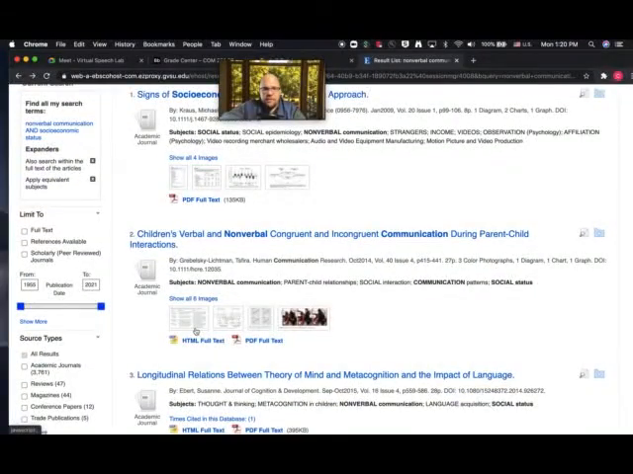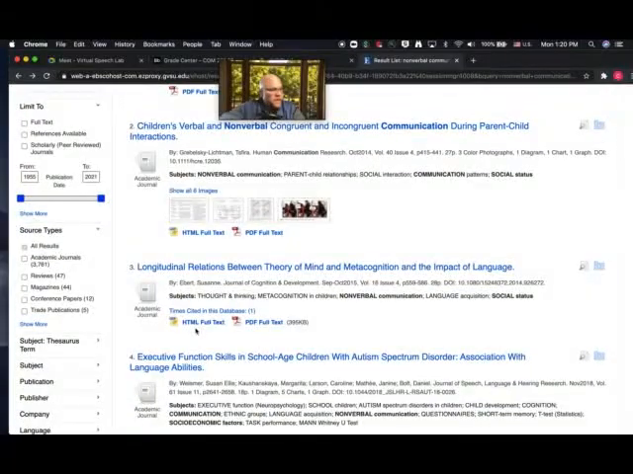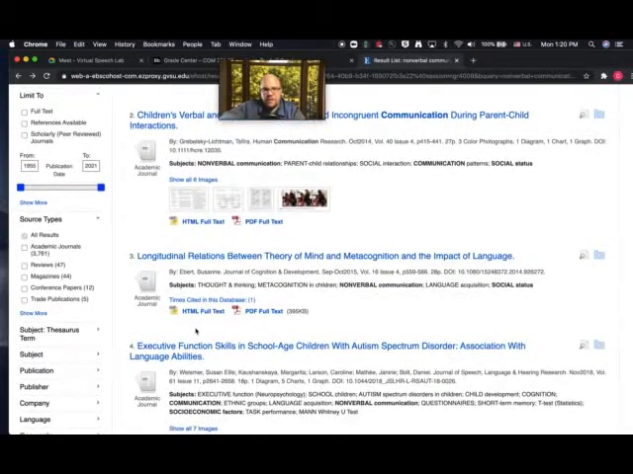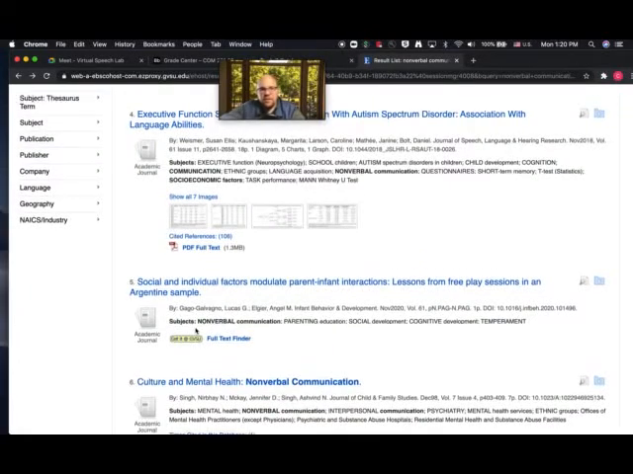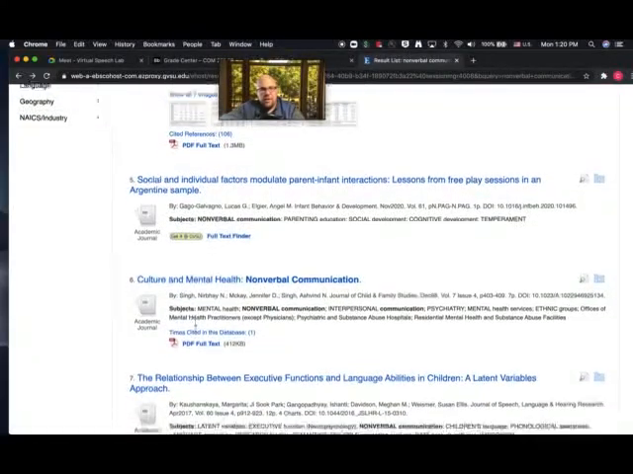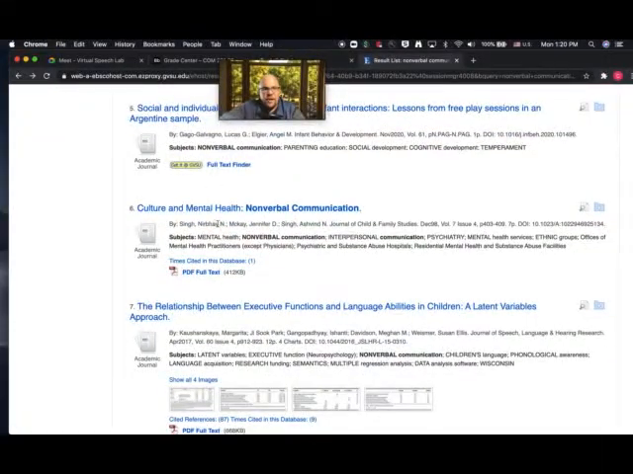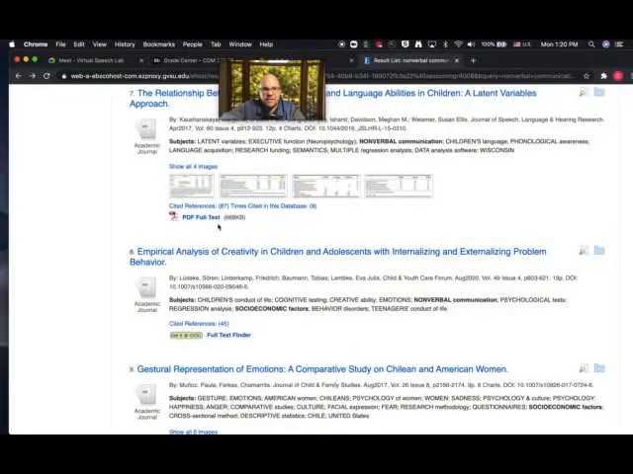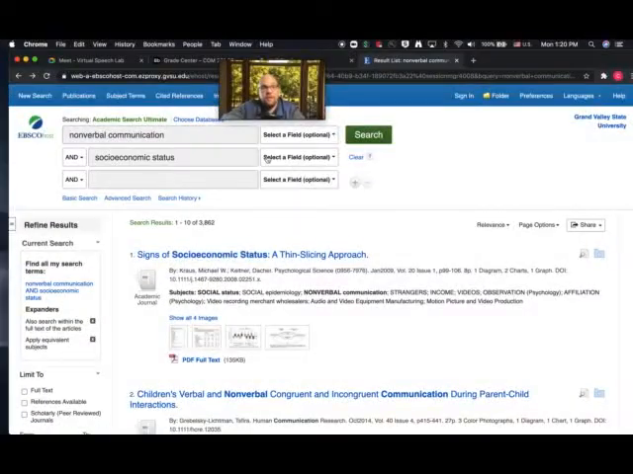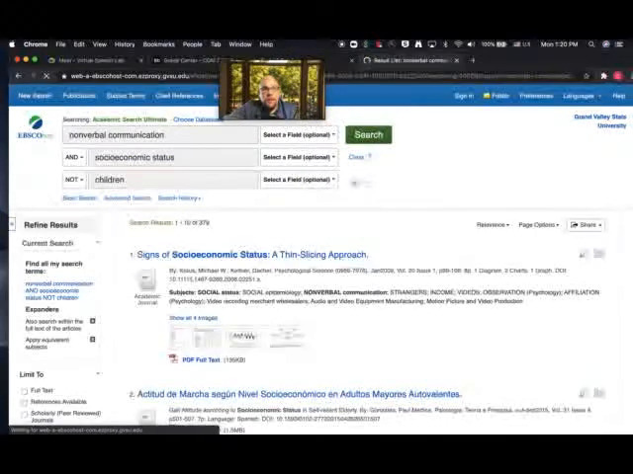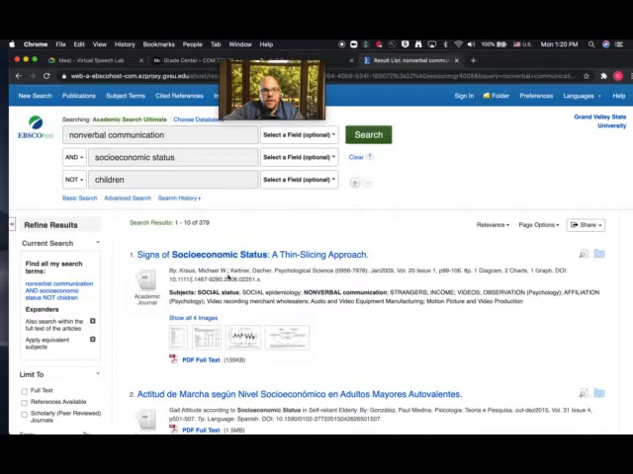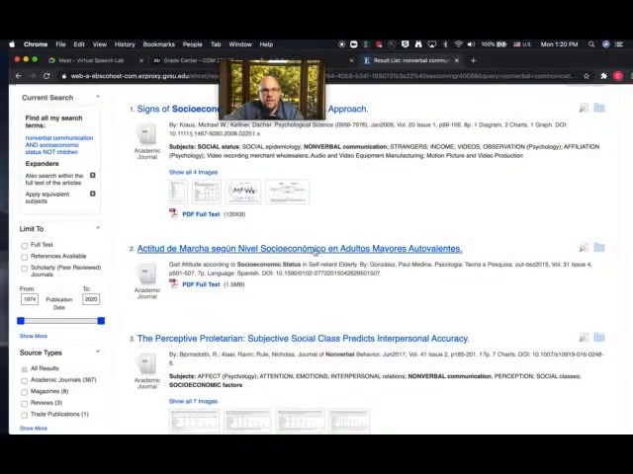Children's verbal and nonverbal, probably not so useful there. Longitudinal relations, maybe. School children with spectrum disorder, factors modulate culture and mental health. That might be useful. Again, lots of this stuff with children. So what we might do, and if you're not familiar with this, it's okay, come up here and put not children, because you probably don't want to observe children. It will be an IRB nightmare. There we are back with that one. And then here we've got something in a different language.